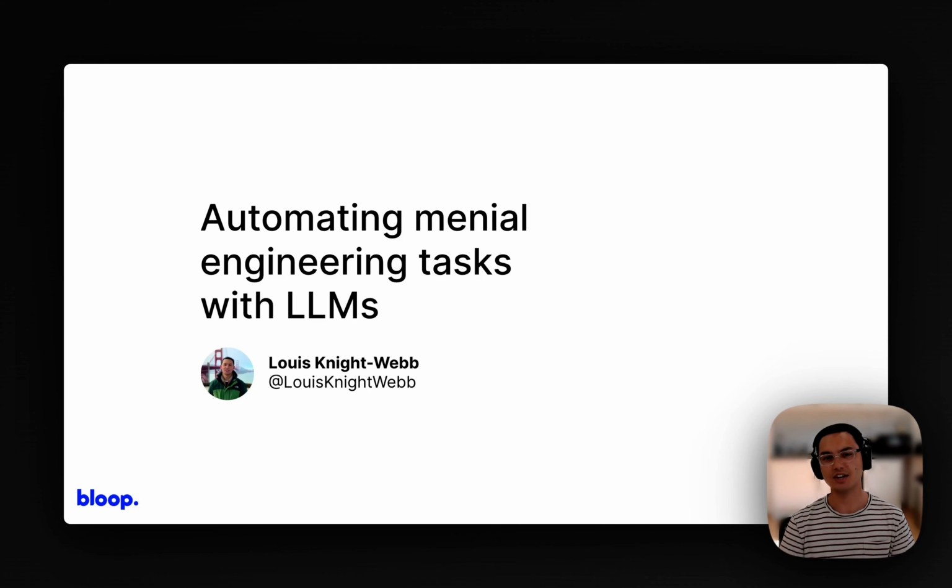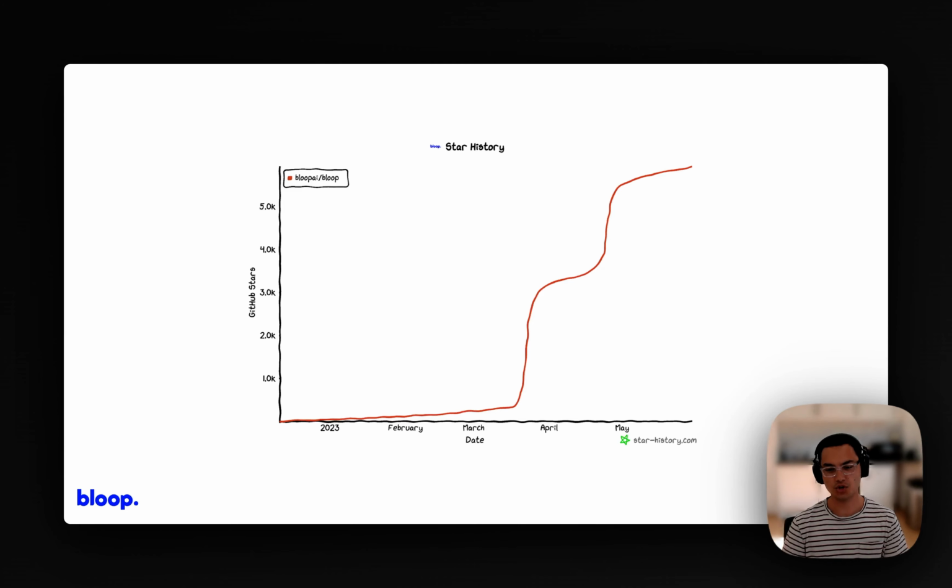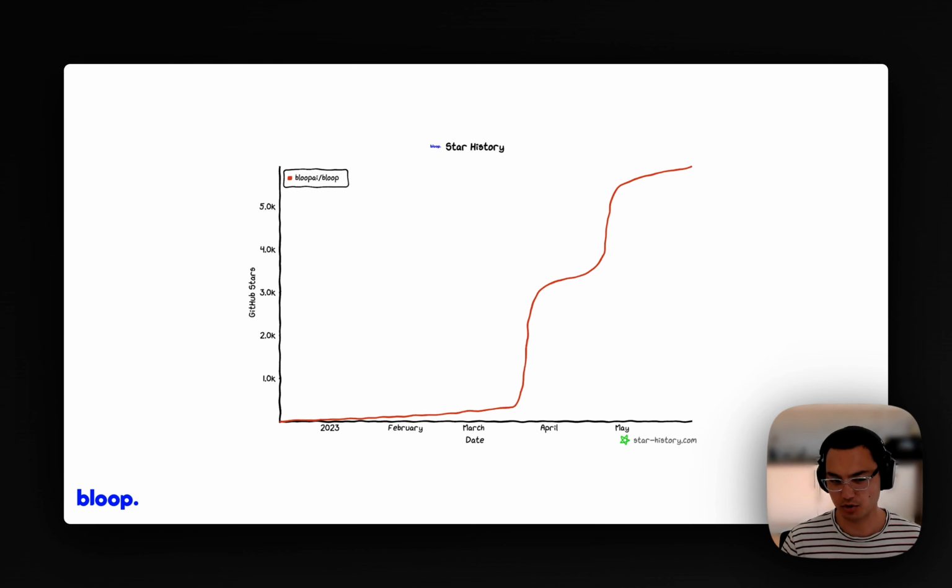My name is Louis, and I'm one of the co-founders of the Bloop project. We're working on one of the fastest growing developer tools on GitHub at the moment, and we're especially excited to talk about large language models and the intersection of AI and developer tools.